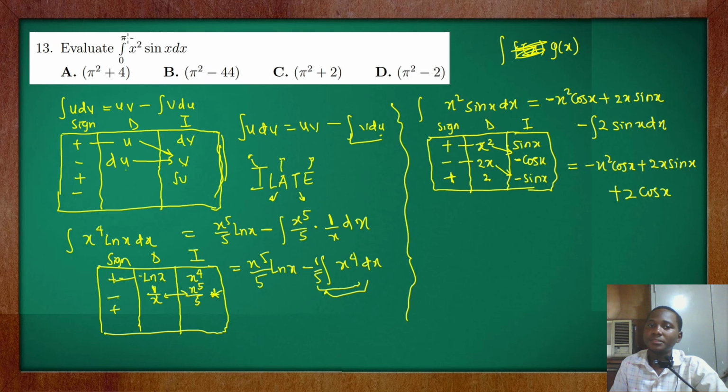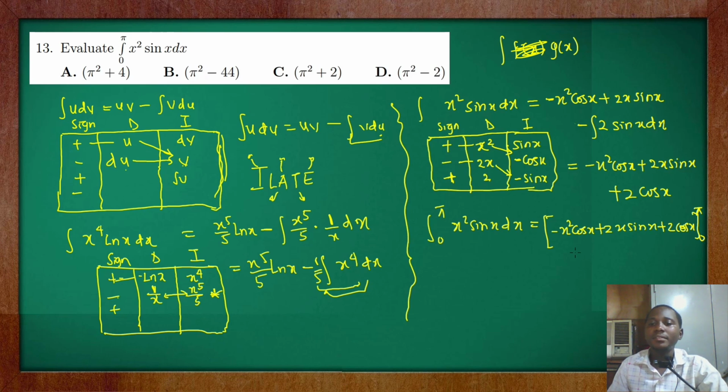Okay, so I'm just using this trick. Let's say you are not given the bound. But here we are given the upper limit to be pi, and the lower limit to be 0. So if we invoke the upper limit and the lower limit, the integral from 0 to pi of x squared sine x dx is going to be minus x squared cos x plus 2x sine x plus 2 cos x, from 0 to pi.